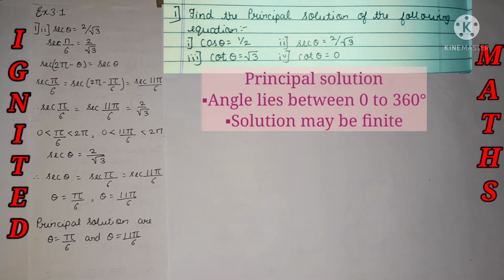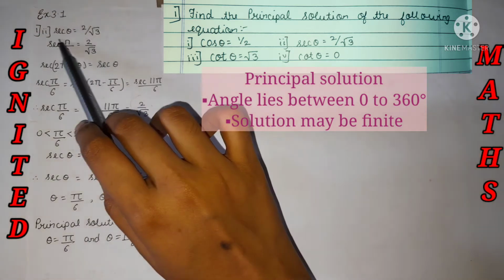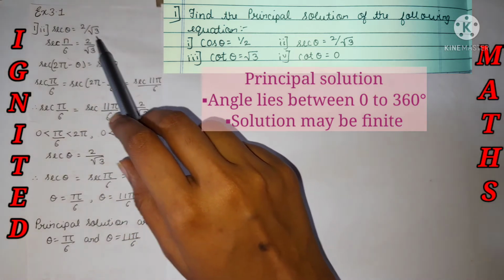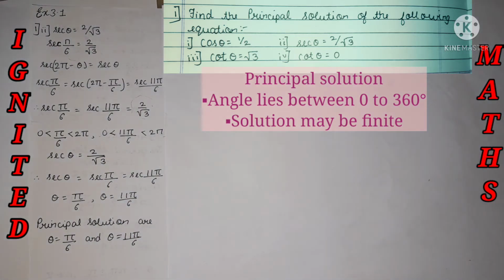Another way of doing it: over here we got the question as sec theta. We can convert it into cos. It is sec theta is equal to 1 by cos theta. So cos theta will become root 3 by 2. In that format also we can do it. We will get the same answer. Even without changing the trigonometric functions, we will get the same answer. So both ways are accepted.